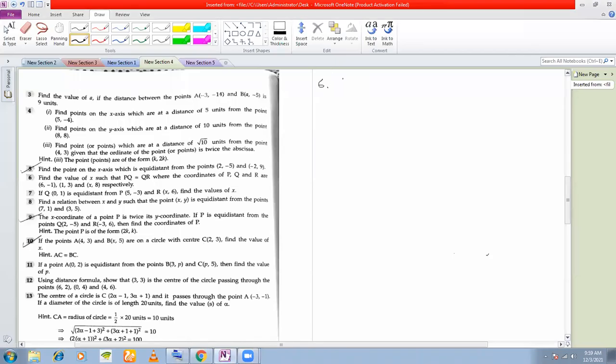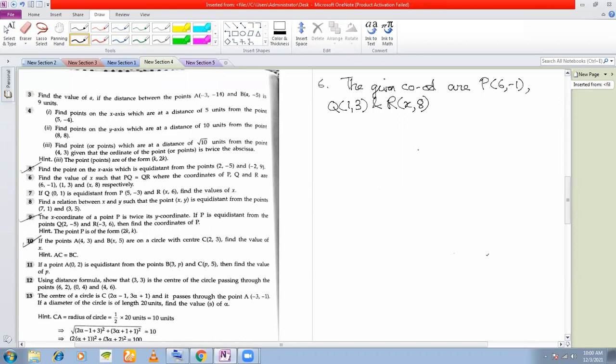So in question number 6, the given coordinates are P, which is given to be (6, -1), Q, which is given to be (1, 3), and R, whose coordinates are given to be (x, 8). The question is, find the value of x such that PQ is equal to QR.